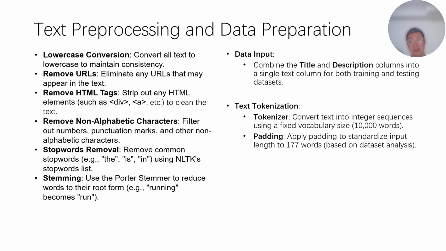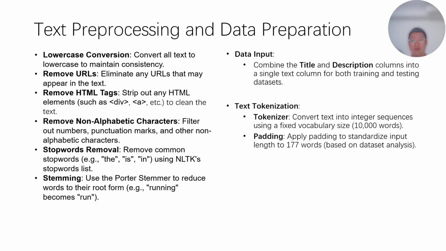Then is the data preparation. For data input, we combine the title and the description columns into a single text column for both the training and testing datasets. This step ensures that the model has access to the entire content of the articles.